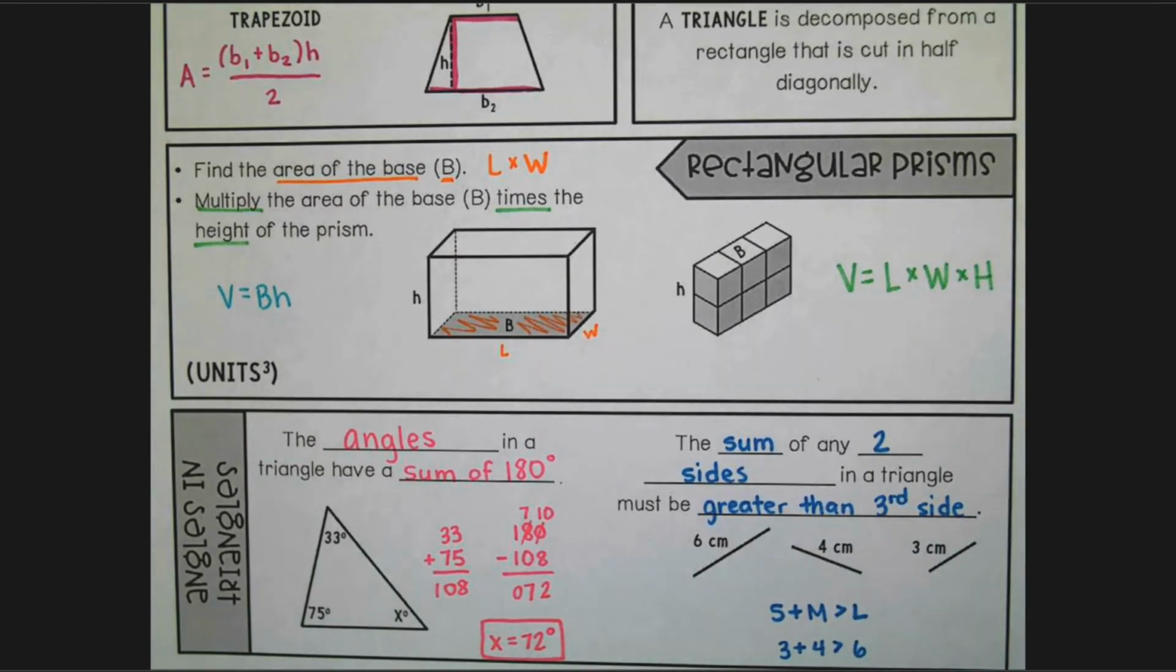The little b in the area formula, that is base. So base times height is how we find the area of a rectangle. Volume is length times width times height. Go ahead and try your practice problems.